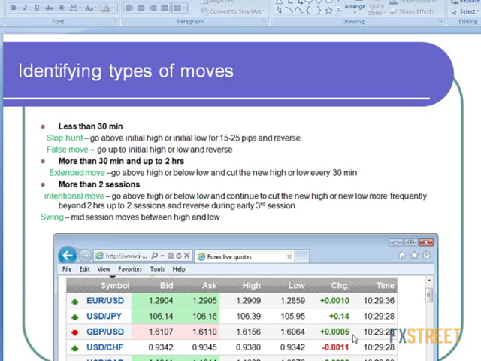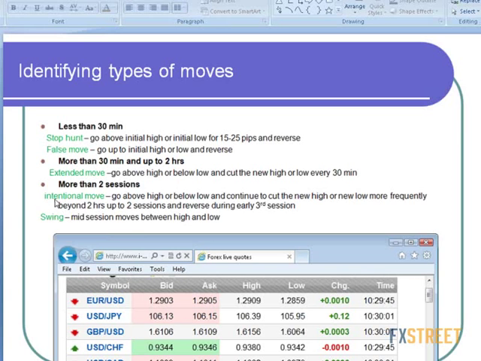None of the charts will give you all this information, sir. Please understand. Then the extended move is the one which happens for more than 30 minutes, up to 2 hours. And you find that all three moves are quick moves in the market. They quickly gain or quickly drop and reverse. And the intentional move explains the true intention of the player, whether they wanted to raise the market or drop the market. That can be understood by following the intentional move.